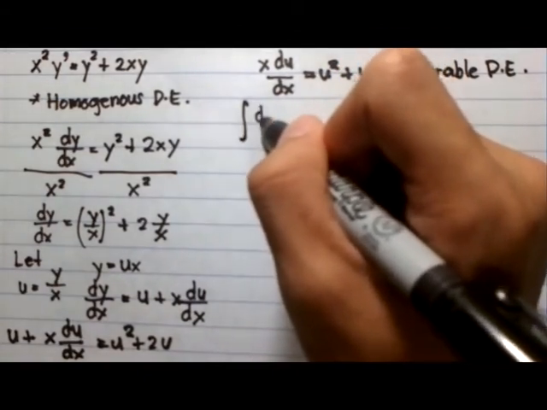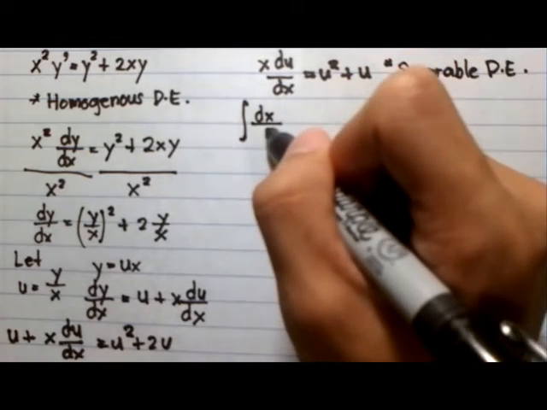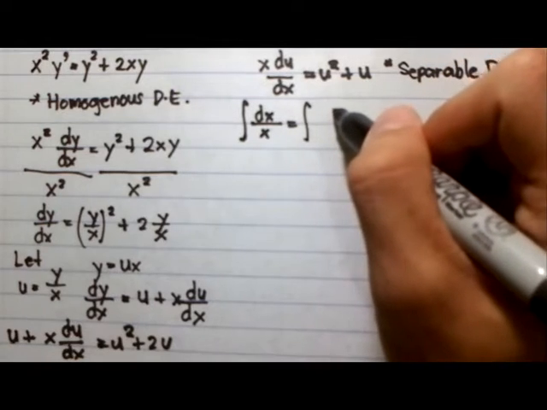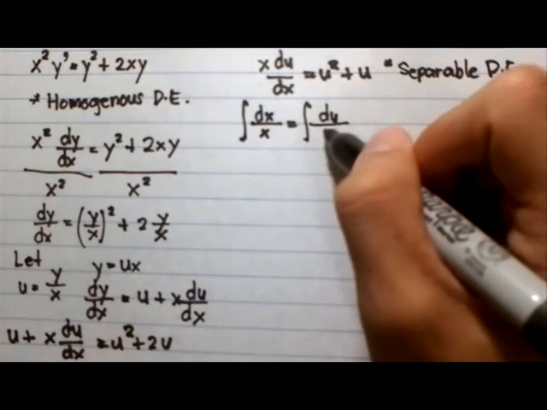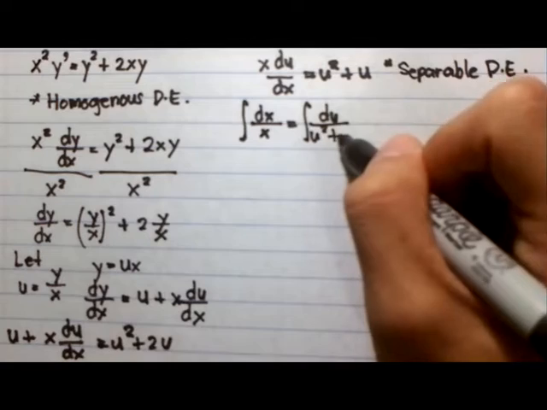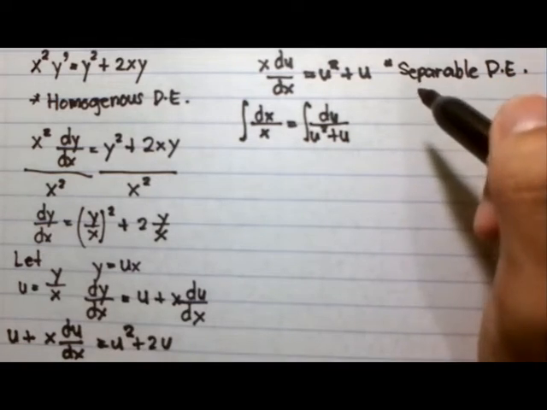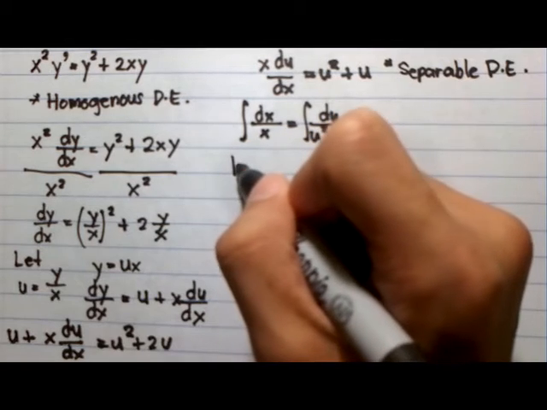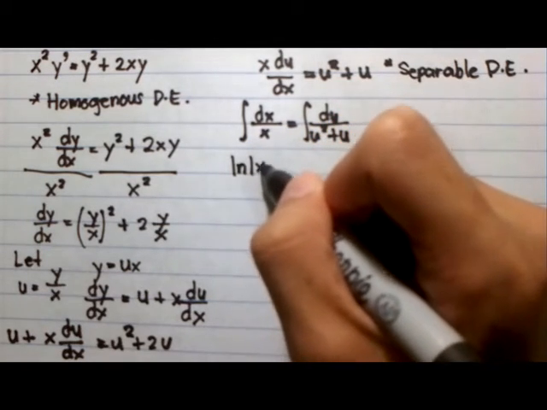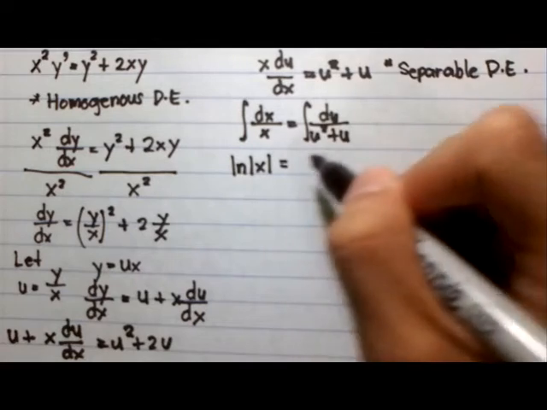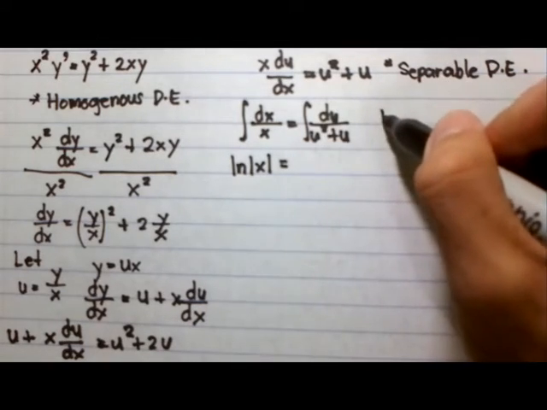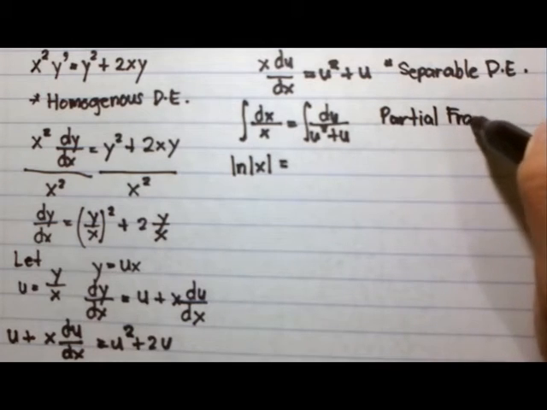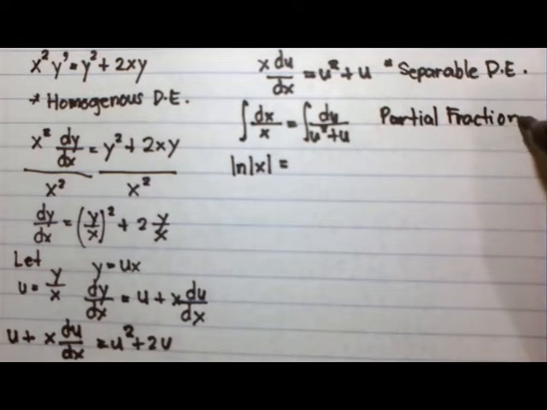Putting all the x on the left and u's on the right and integrate both sides, we will get integration of dx over x equal to integration of du over u squared plus u. Integration of dx over x is equal to ln x, but the integration of du over u squared plus u, we need to have a partial fraction before to evaluate.